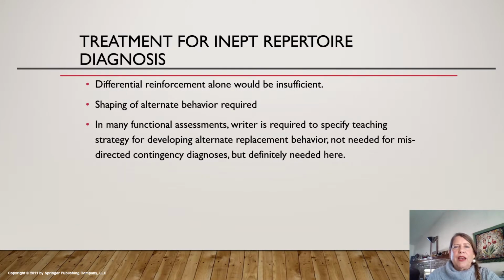So basically, if you have inept repertoire, the child doesn't know how to do it, then no matter how much you reinforce and try to create these situations where the child would be enticed to do the behavior, they don't know what to do, and so they never get reinforced, or they can't be reinforced in the way that you have set up the plan. So in this case, inept repertoire requires shaping. This is where the alternative behaviors are the beginnings of the replacement behavior you're looking for.